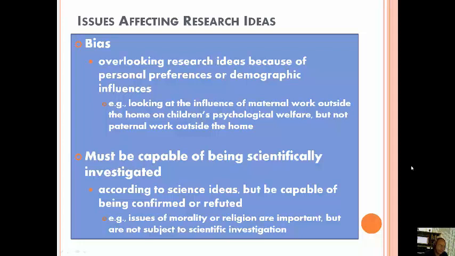This also excludes issues of morality or religion, especially religion. Issues in religion aren't really subject to scientific investigation. We could argue that point, but since this is a recording, we'll proceed.